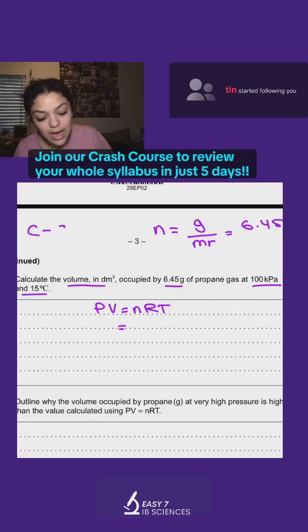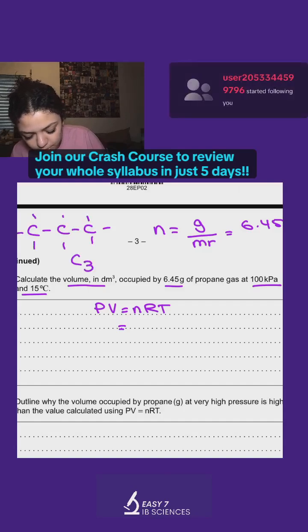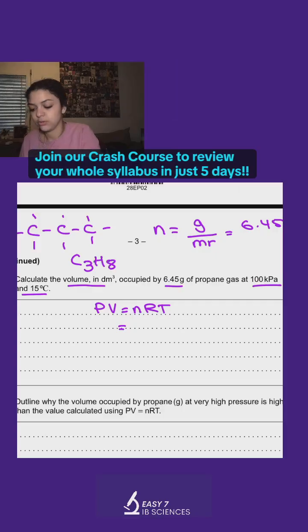Well, I know propane is a 3-carbon alkane. So I have 3 carbons and 1, 2, 3, 4, 5, 6, 7, 8 hydrogens. So carbon is going to be roughly 12. 12 times 3 is going to give me 36.